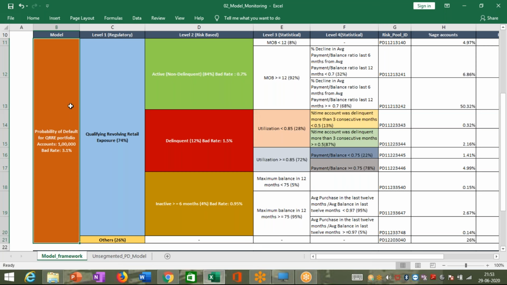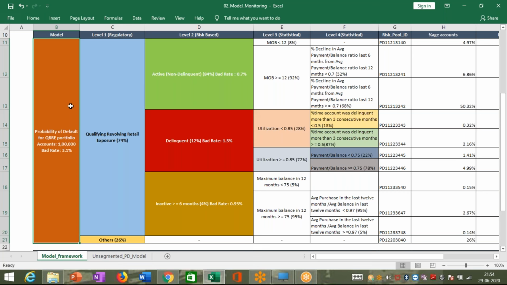So let's say there are two accounts whose utilization is less than 85%. How do I decide? The account which has been more frequently delinquent, coming back, delinquent, coming back, and has been more volatile out of these two will be the riskier one. On the other hand, for accounts with very high utilization, I would consider those accounts to be less risky which have been paying back more. So accounts whose payment balance ratio has been higher for this higher utilization are considered less risky.